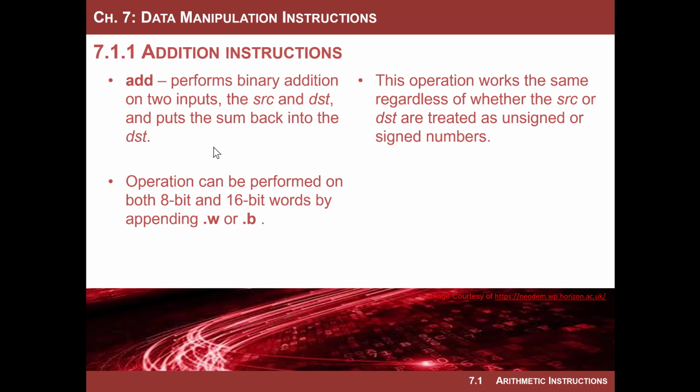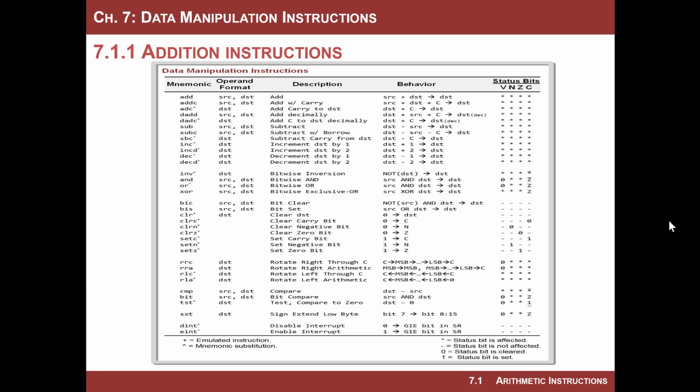This works on signed and unsigned numbers because if you remember, the addition logic is identical regardless of whether it's signed or unsigned numbers. You can do a 16-bit add or an 8-bit add by appending .w or .b to the end, and it's pretty simple. It's a nice instruction to start with.